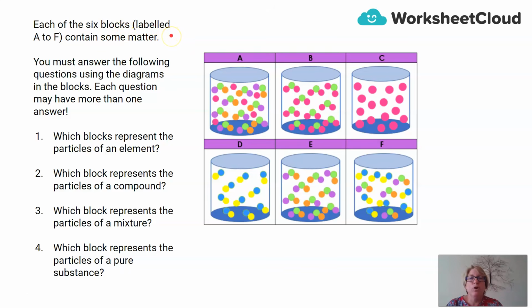So here is a little worksheet that we can do quickly. What you can do again is you can pause the screen while you answer these questions, and I will wait for you and we'll go through the answers together just now. So each of the 6 blocks are labeled A to F, and they all contain some matter. So here we have A, B, C, D, E, and F. You must answer the following questions in the diagrams in the blocks. Each question may have more than one answer. So you can pause the screen now while you try and answer these questions.